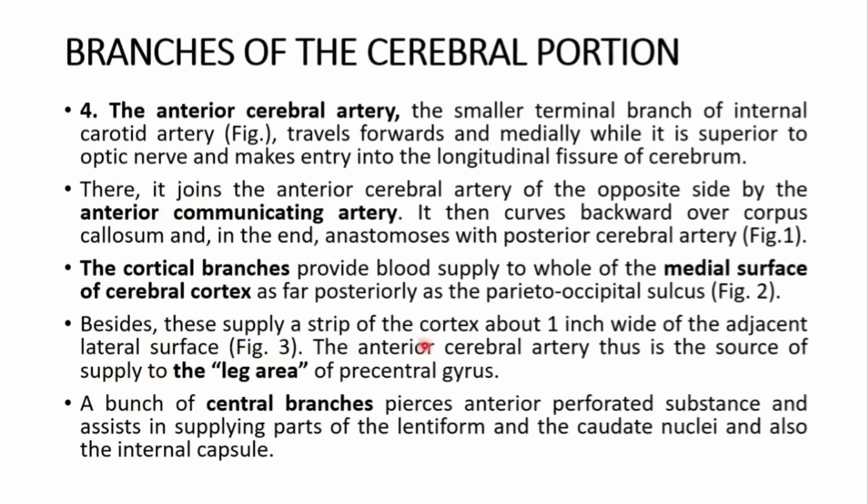Besides the strip of the cortex about 1 inch wide of the adjacent lateral surface, the anterior cerebral artery thus is the source of supply to the leg area of the precentral gyrus. A bunch of central branches pierces the anterior perforated substance, supplying part of the lentiform and the caudate nuclei and also the internal capsule.